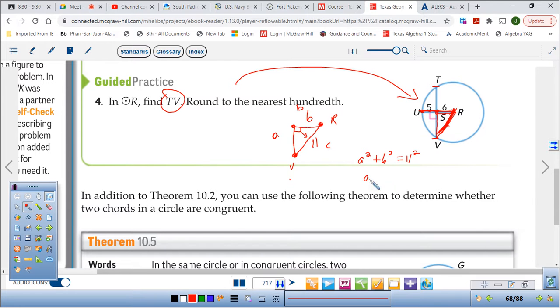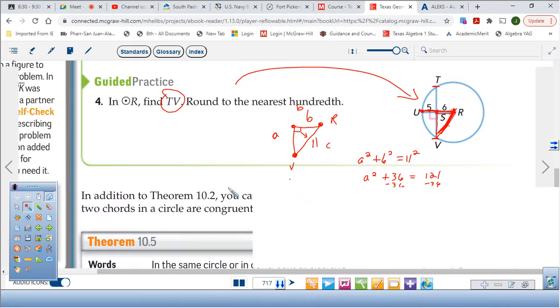So what you do here, a squared plus 36 is equal to 121. We're going to minus 36, minus 36. So we're going to have a squared is equal to 121 minus 36. Anybody know 121 minus 36? Anybody can do that one? That becomes an 85.